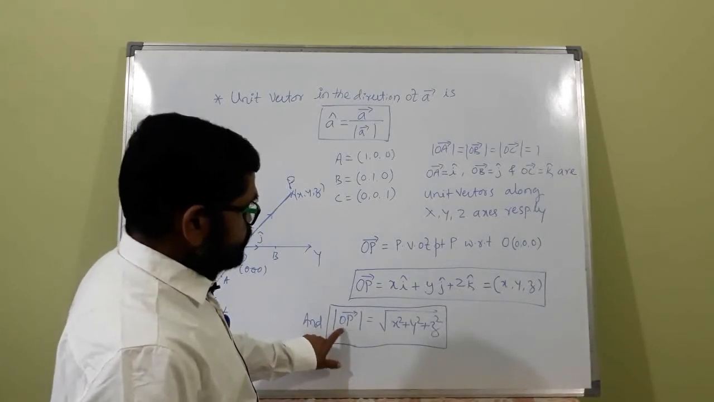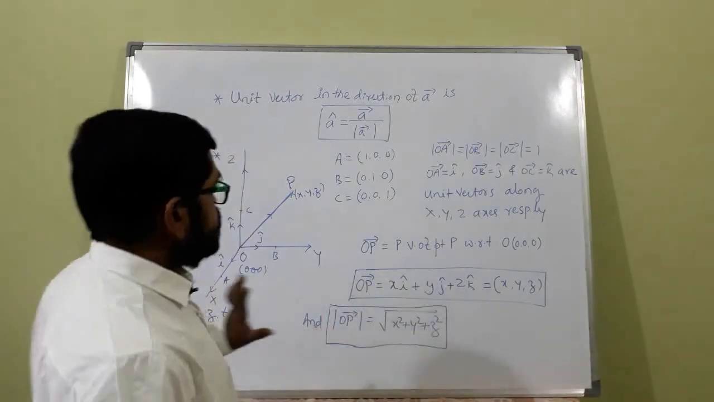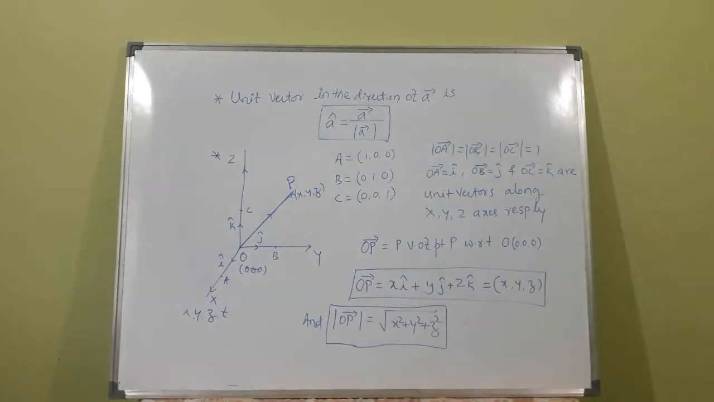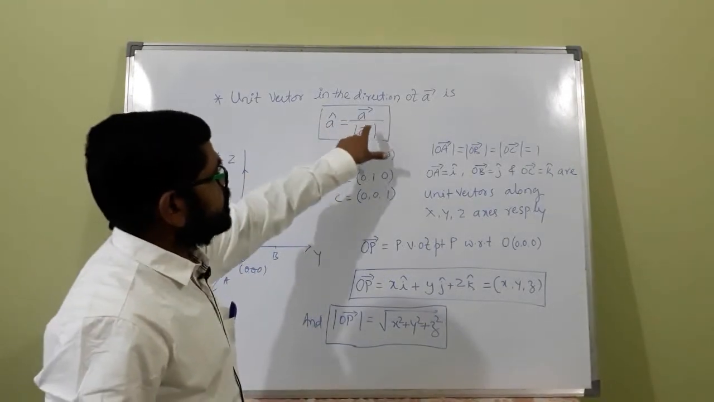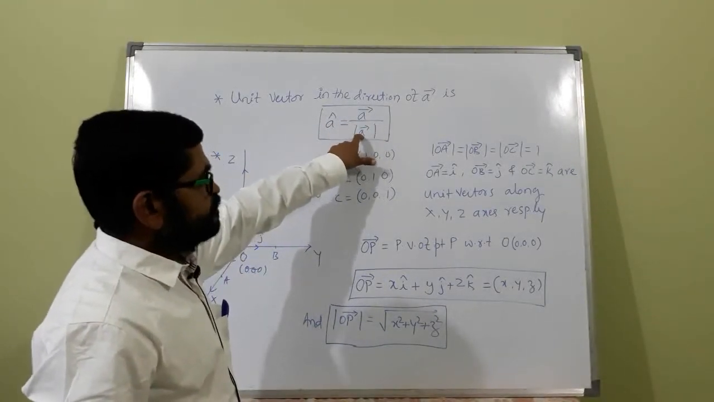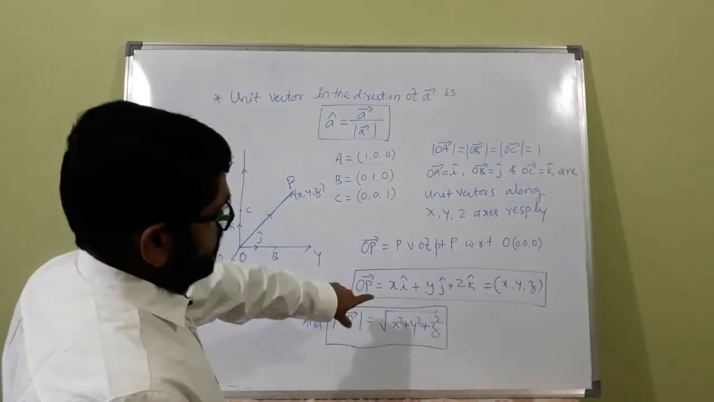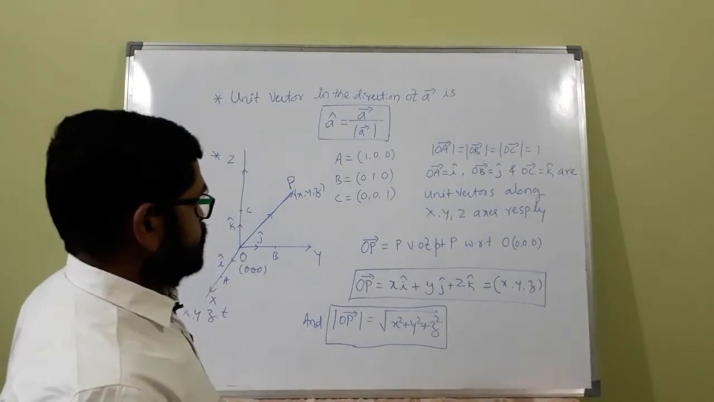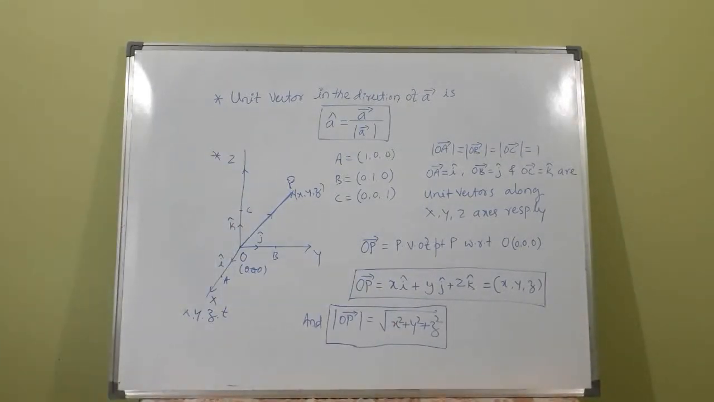And the magnitude of this vector OP is the square root of x square plus y square plus z square. So these 3 points you have to remember. One is the unit vector A cap is equal to vector A divided by its magnitude, and OP in component form is xi plus yj plus zk, and its magnitude is the square root of x square plus y square plus z square. Okay.